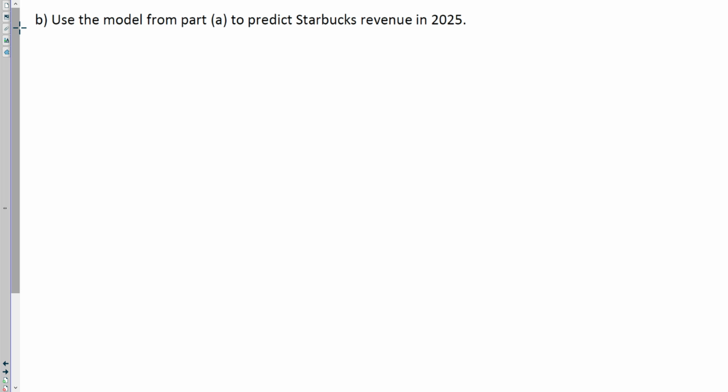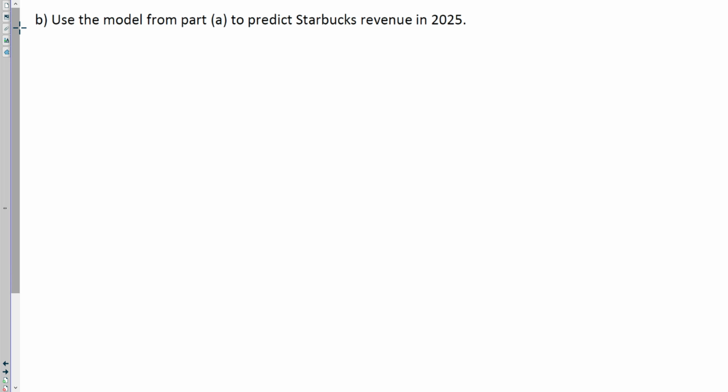Now for part B of our question, we want to use our model that we found to predict the Starbucks revenue in the year 2025. And this is where these linear equations are the most helpful. Once we've discovered a relationship, if we can generate an equation for it, we can then use that equation to help us predict other values.